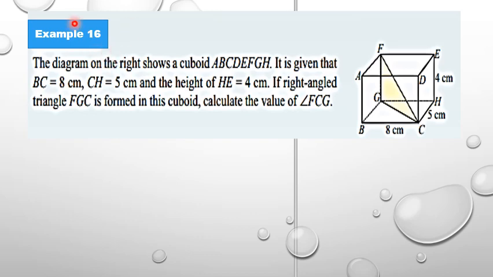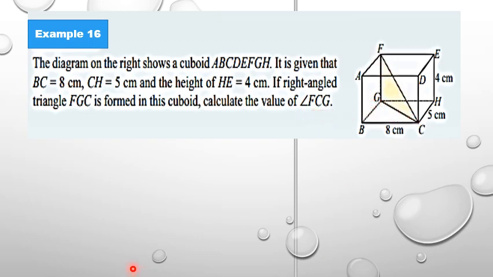Okay, next we have example 16, also from your textbook on page 122. The diagram on the right shows a cuboid ABCDEFGH. It is given that BC is 8 cm, CH is 5 cm, and the height of HE is 4 cm. If right angle triangle FGC is formed in this cuboid, calculate the value of the angle FCG.